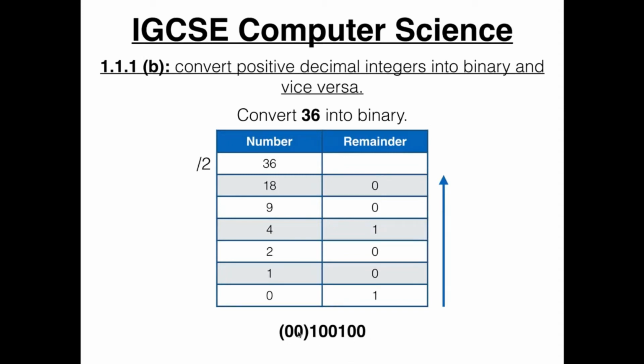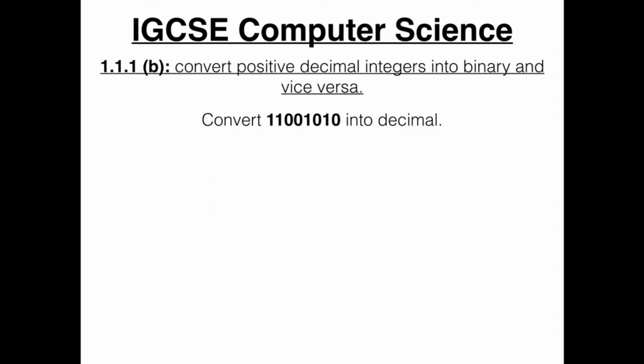And if you want to, you can put zeros here. But that just proves that this method works as well. And you can choose between what method to use. They're both good. So let's try converting binary into decimal.